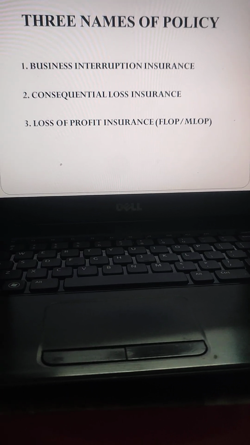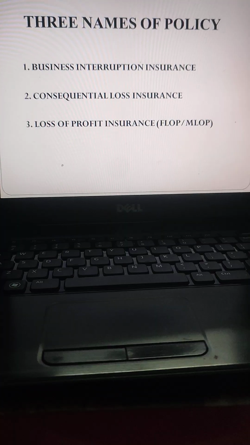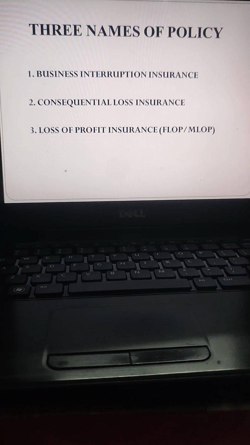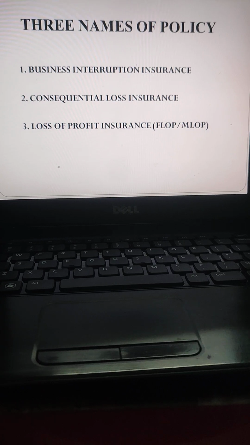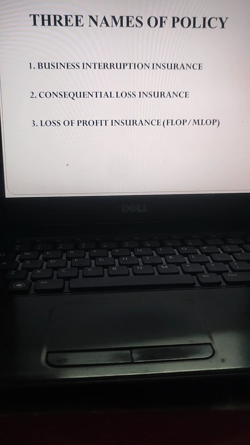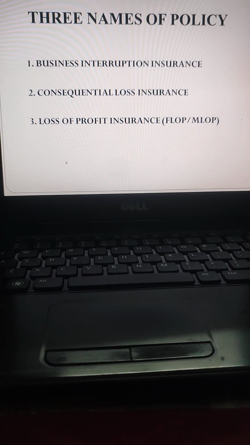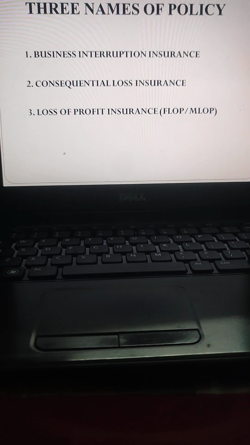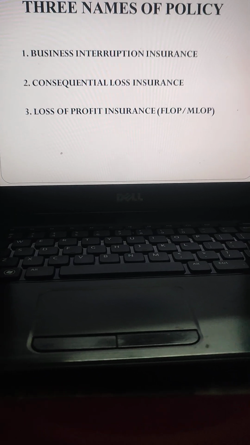This policy has three names: business interruption insurance, consequential loss insurance, and loss of profit insurance. Loss of profit is applicable when it is issued with the fire, and then it becomes the FLOP. And if it is issued with the machinery loss of profit policy, in that case it becomes the MLOP.